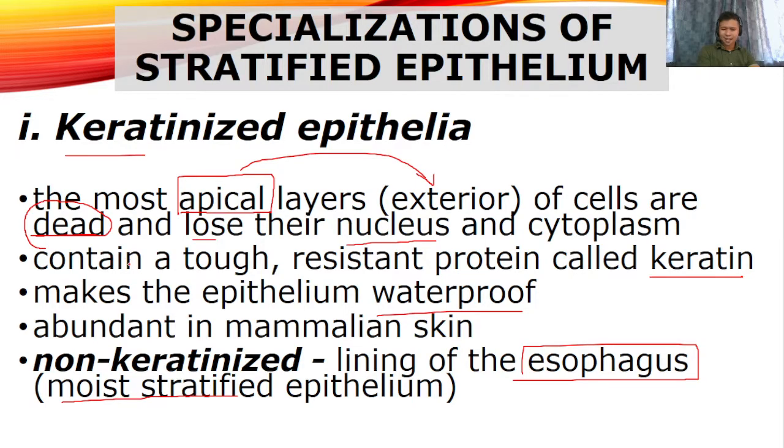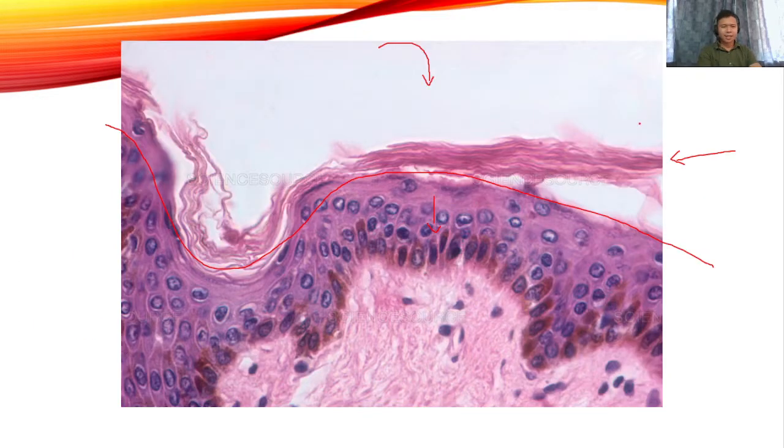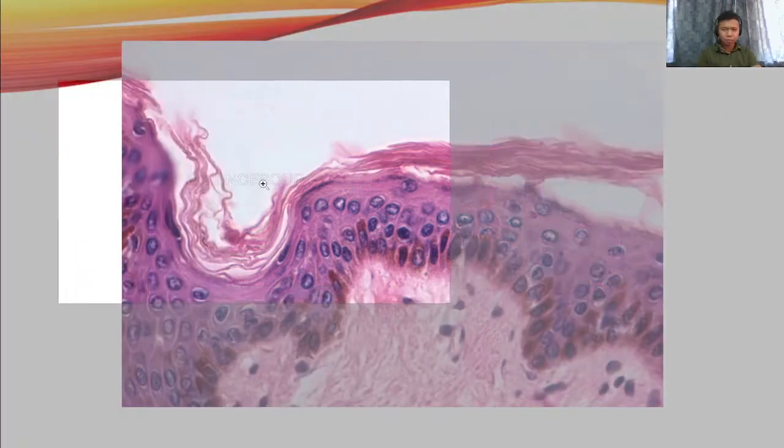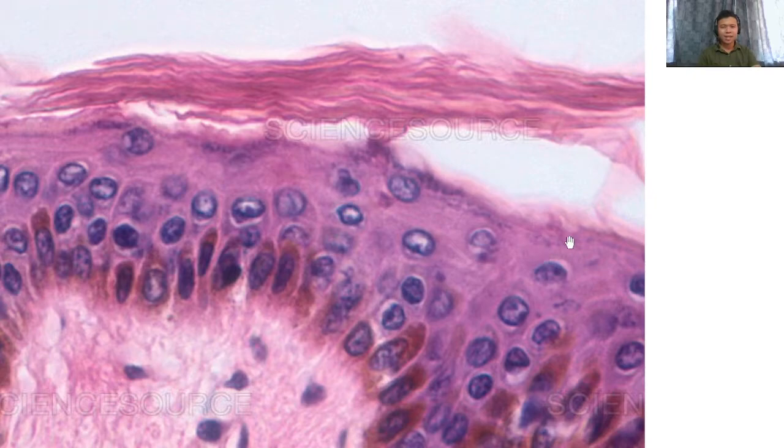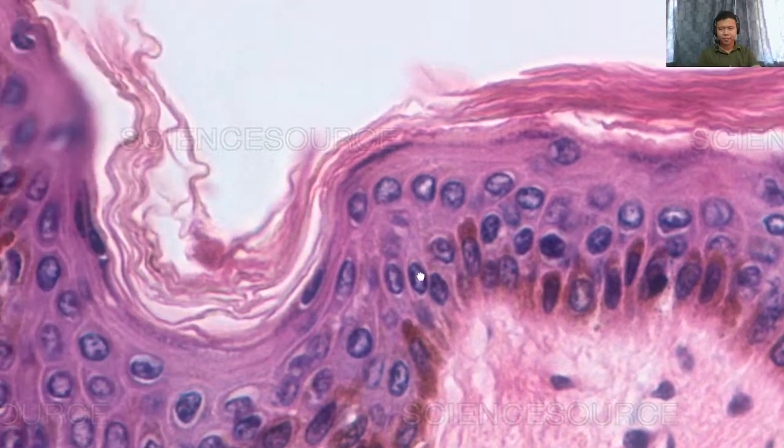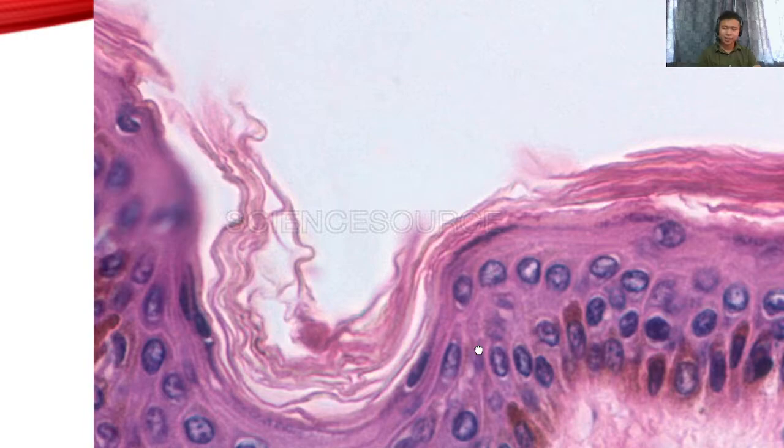For the non-keratinized, just remember there is always moisture. Of course, they are made up of live cells. Okay? So, keratinized epithelia, as what I showed you earlier, looks like this one. These are the keratinized cells. Dead cells that are already starting to peel off from the skin. These are usually dead cells.